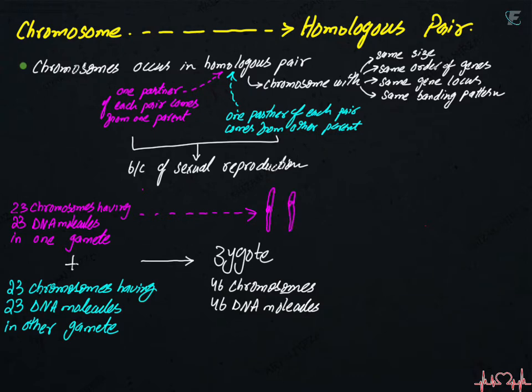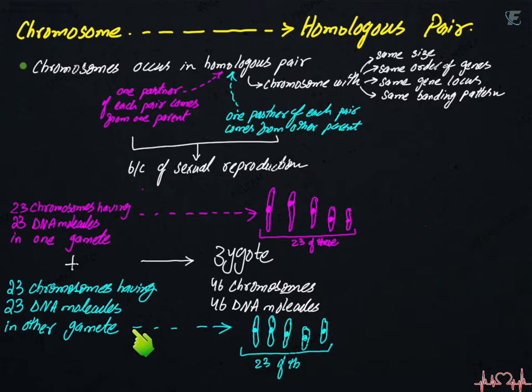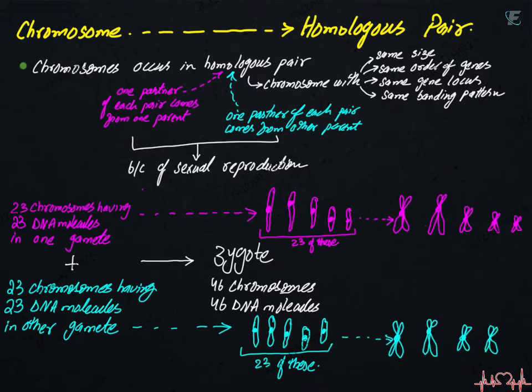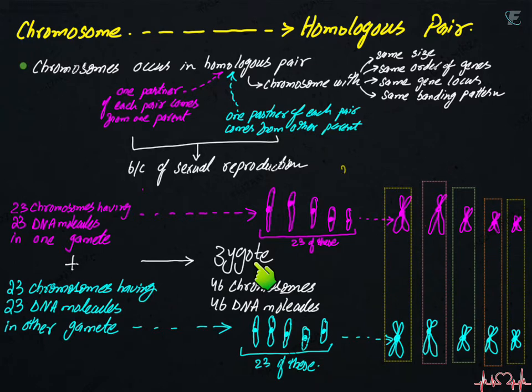So these 23 DNA molecules were actually like this in chromatids. 23 of these, this size, this size, this size, this size, and this size. And similarly, this gamete had 23 of these, similar of these. So again, 23 of these. Eventually, in this zygote, these chromosomes will form pairs.